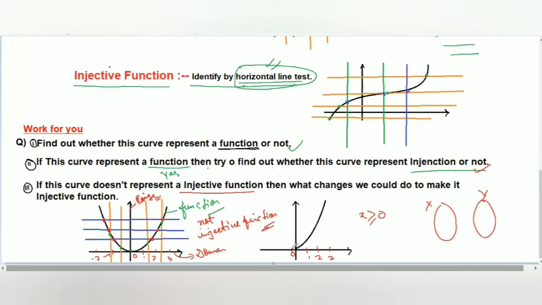Now try to find out whether, when we restricted the domain, this curve represents an injective function or not. For an injective function, we should draw a horizontal line. Try to draw a horizontal line here. Now this horizontal line intersects the curve only once. See, only once. So this curve now represents an injective function. So this is an injective function now. So we can make any function injective by restricting the domain.